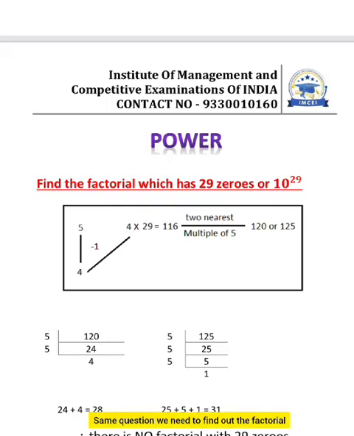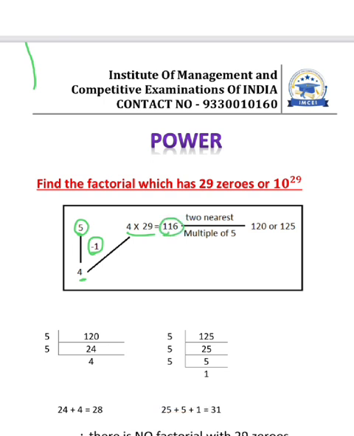Same question: we need to find the factorial which has 29 zeros. For that, we consider 5 here first, subtracting 1, getting 4. Then 4 into 29 gives us 116. So the nearest multiples of 5 are 120 and 125 factorial. Now if I check 120, I get 28 zeros. If I check 125, I get 31 fives. So I am not getting 29 zeros in either of these factorials. So my final answer is that there is no such factorial which has 29 zeros.